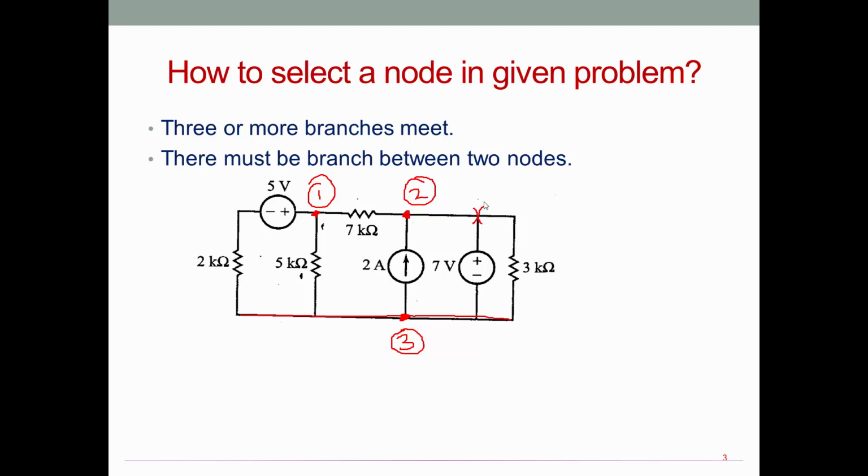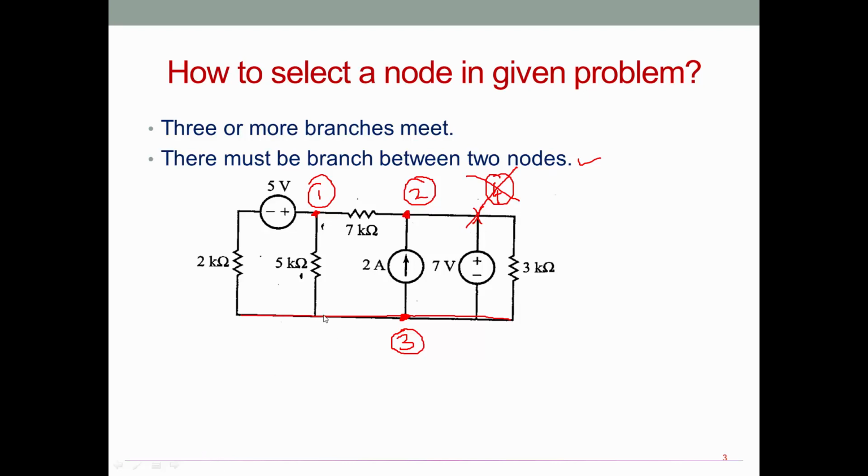Yes, you can choose this as a node point. If you are choosing this as a node point, say for example 4, now check node 2 and 4. There is no element or branch present between 2 and 4. So as per my second guideline, there must be a branch between two nodes. If you are choosing second node as well as fourth node, there must be a branch, but here it is not. So this is not correct way of choosing the node, right?